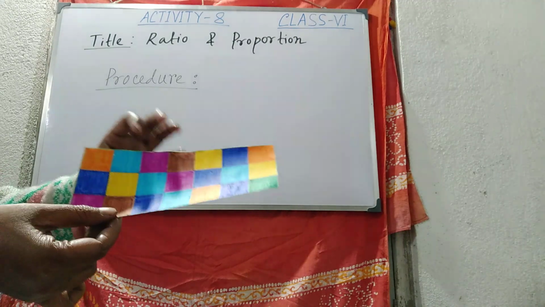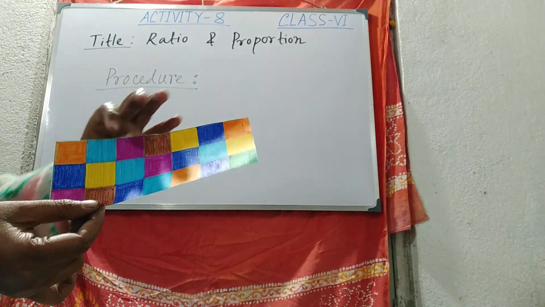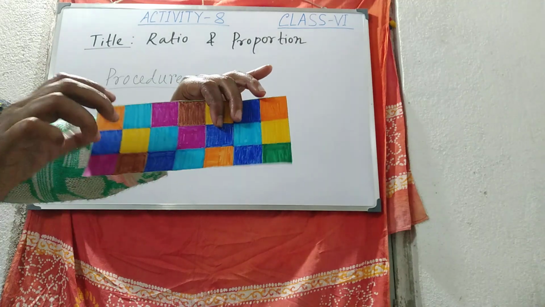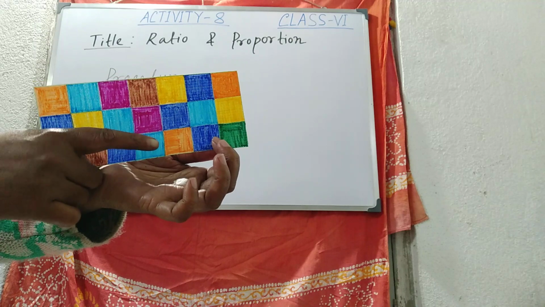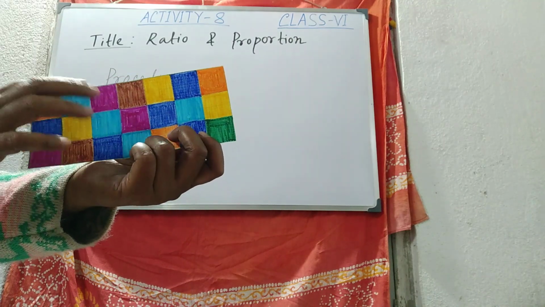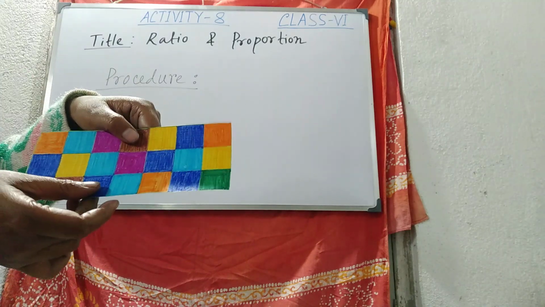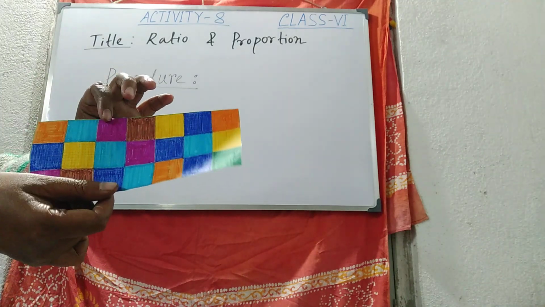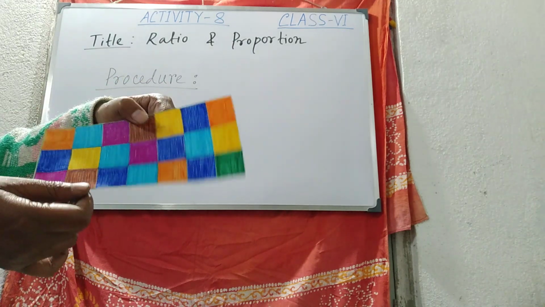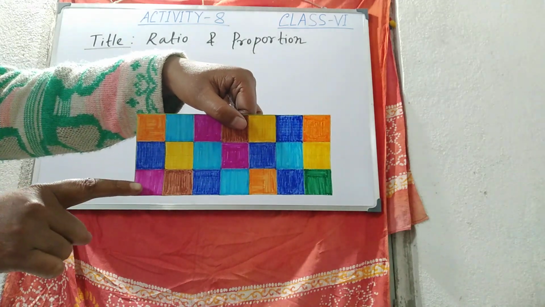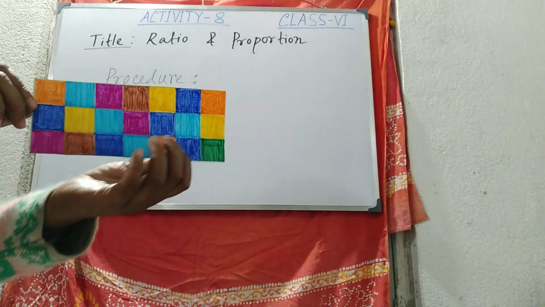Then I have taken sky blue color. From the first row I have taken only one. From the second row I have taken 2 boxes, 1, 2, and from the third row I have taken only one box. So together 1, 2, 3, 4 boxes I have taken for sky blue. Now for pink, I have taken one from the first row, one from the second row, and again one from the third row. In this way I have filled all the boxes with different colors.